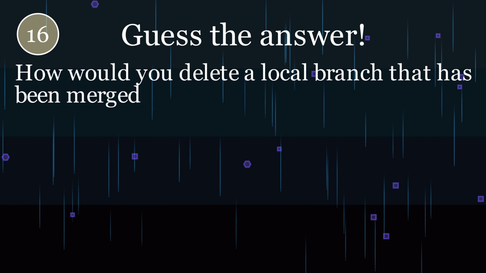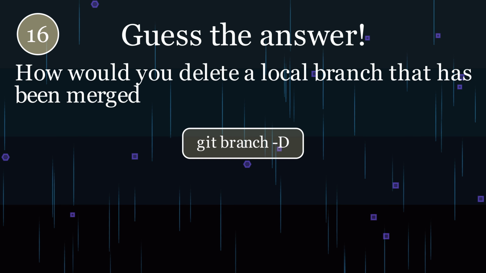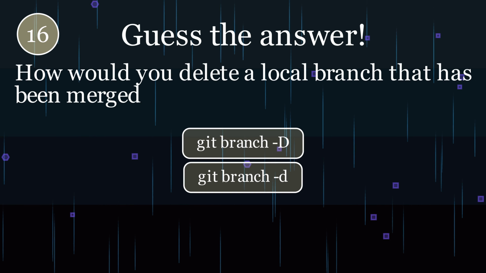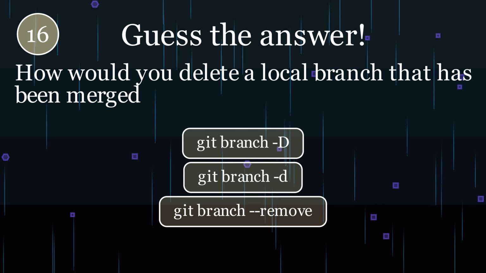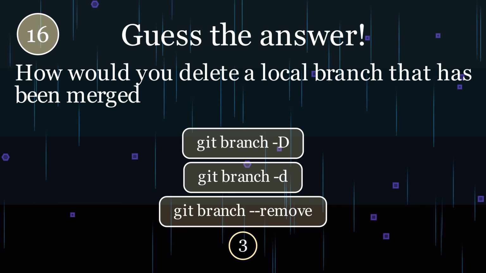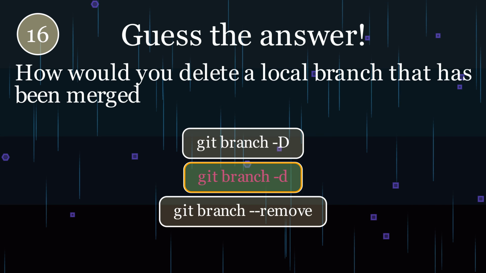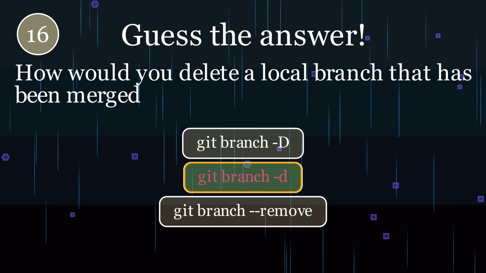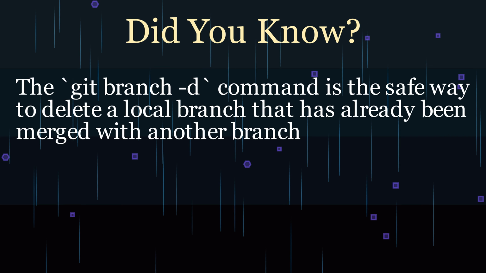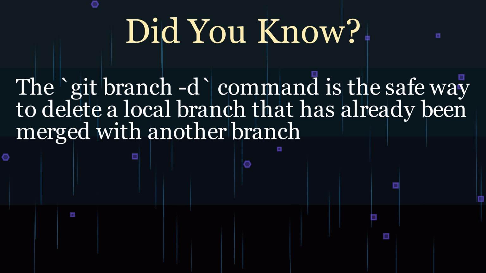How would you delete a local branch that has been merged? Git branch -D. Git branch -D. Git branch remove. The correct answer is git branch -D. Did you know? The git branch -D command is the safe way to delete a local branch that has already been merged with another branch.